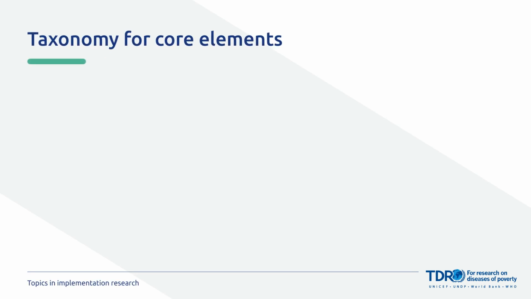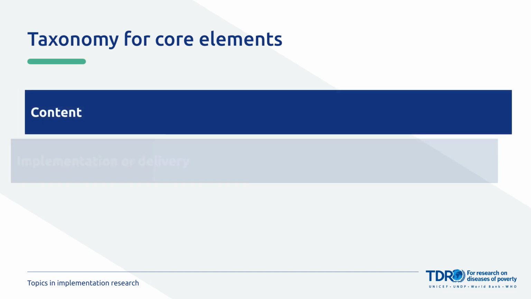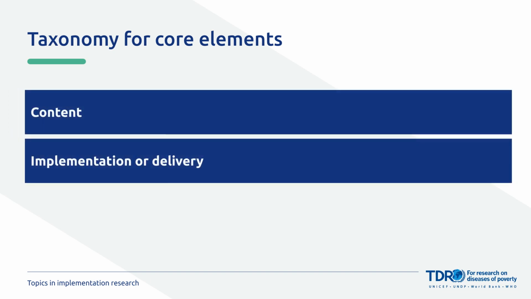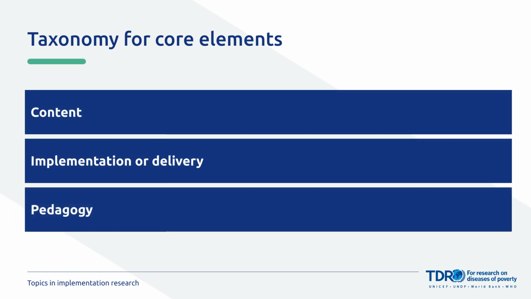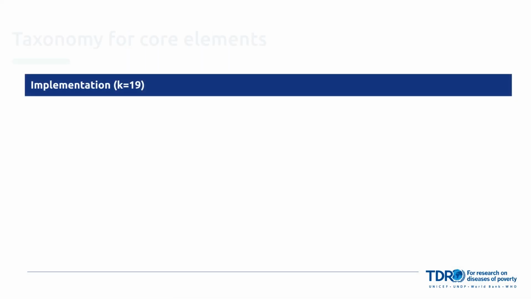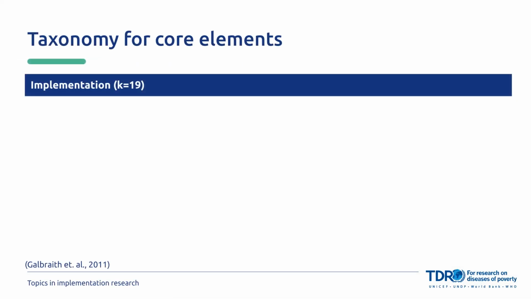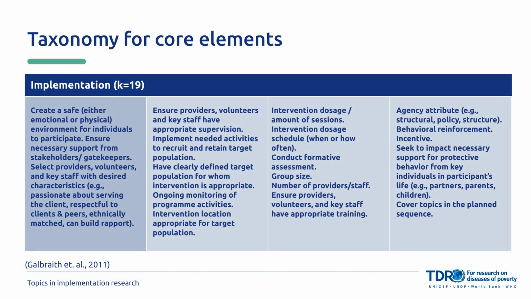Galbraith and colleagues propose a taxonomy designed to facilitate the identification of core elements within evidence-informed interventions, using categories organized into three overarching domains: content, implementation or delivery, and the pedagogy used. Within the implementation domain, core elements encompass practical features or logistical aspects of intervention delivery that are instrumental in enabling the program to be effectively implemented.